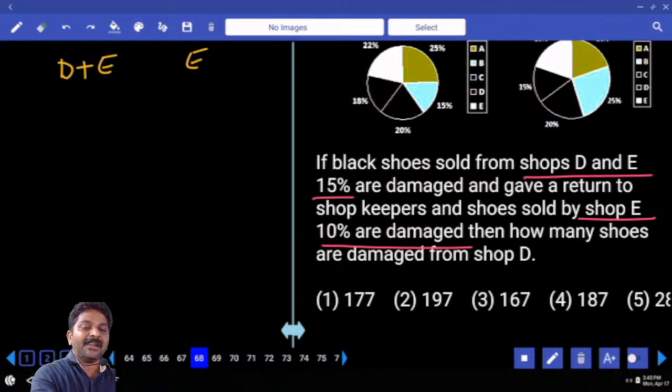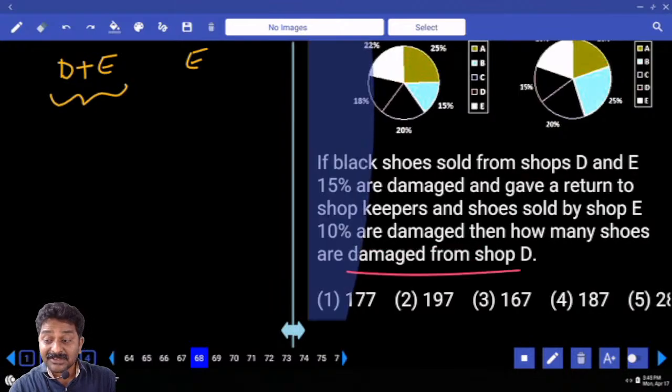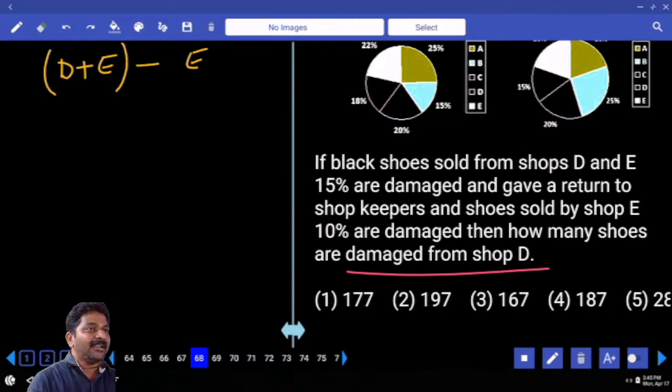Now, when it comes to both shops together, D and E, they are talking about damaged shoes only. And even for E also, they are talking about damaged shoes only. And the question is also about damaged shoes from D. How do you get that? From the total, you just need to subtract the E value. That's how you get it. Correct?